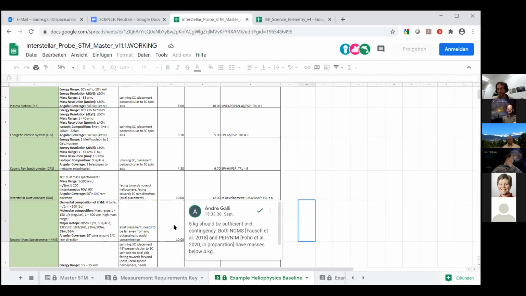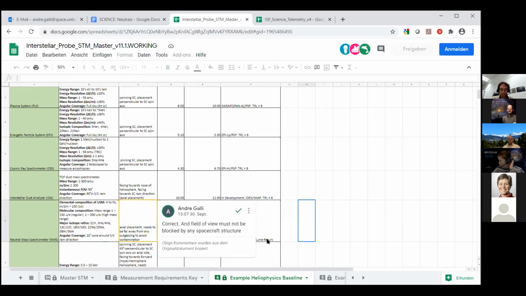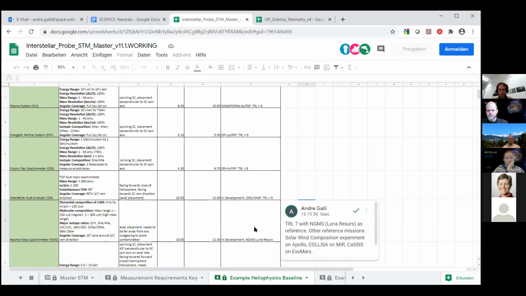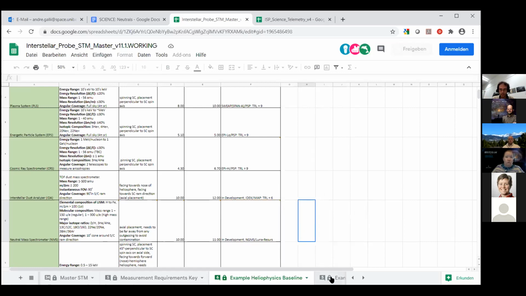Actually, for the mass, 5 kilograms should be enough based on available instrumentation. And regarding power, let's say 1,000 watts for the power consumption. And the TRL, the technology readiness level that we have here, depends a little bit on what you base your judgment on, but for many of the components, at least for this mass spectrometer, we basically have 7, which means things like this have already been built and flown or will be flown over the next few years. So that's not a big issue.